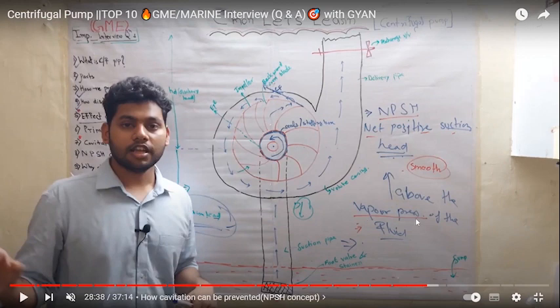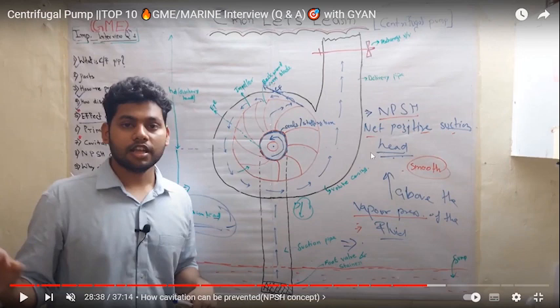So if the interviewer asks what is NPSH, you will say that NPSH is net positive suction head. It represents the amount of pressure at the inlet of the pump, which is supposed to be above the vapor pressure of the fluid. Or it is the minimum pressure which is required at the inlet of the pump. Got it, guys? Any confusion?